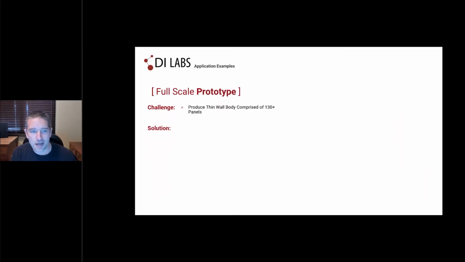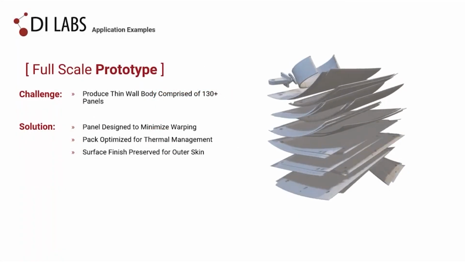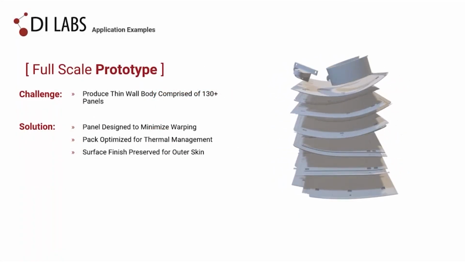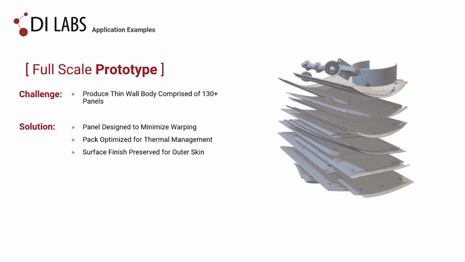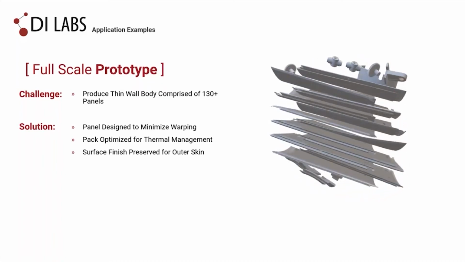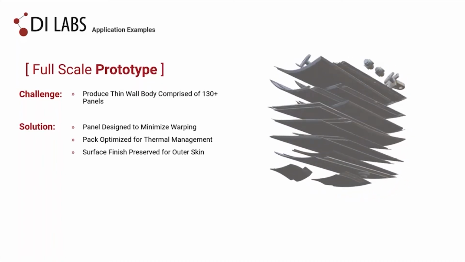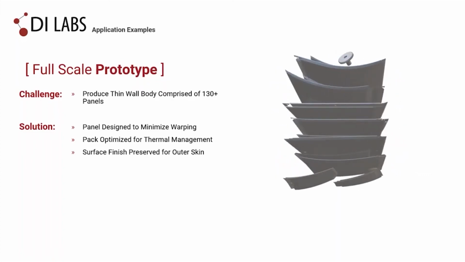So that particular model was comprised of over 130 panels. That's pretty tricky because the panels are thin, and they all have to lock together. You can imagine it's like a three-dimensional jigsaw puzzle. So we had to design the panels to minimize or eliminate warping and dimensional change. We designed the pack to optimize the thermal management so that we could produce the body panels fast in volume without having distortion. And then finally, to be able to maintain the outer surface of the skin.